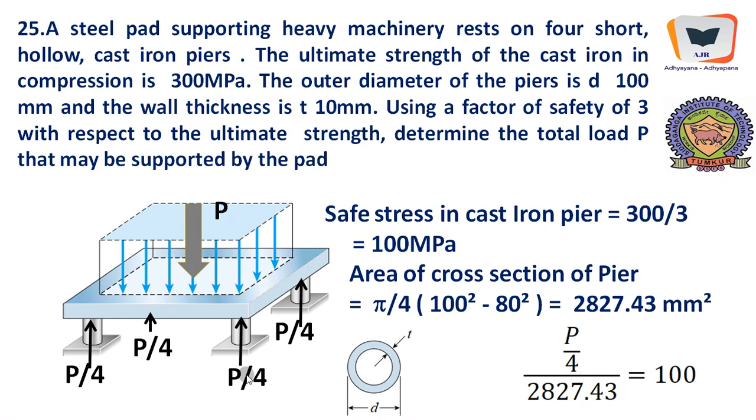If we apply the simple formula, stress equals P by A, here P is a function of the total load, therefore it is P by 4, the load borne by the individual support. So P by 4 divided by 2827.43 equals 100 MPa, the allowable stress, which will give us a P value of 1130.97 kilonewton.